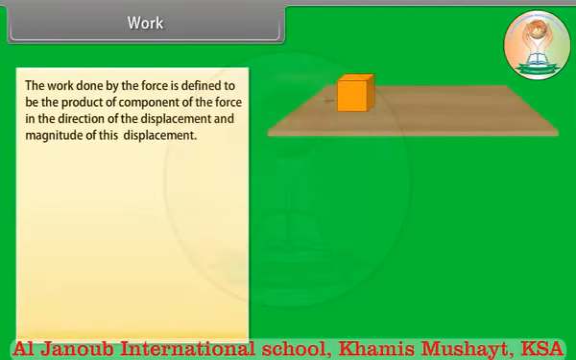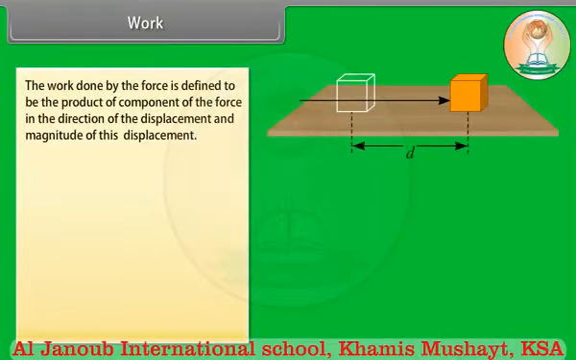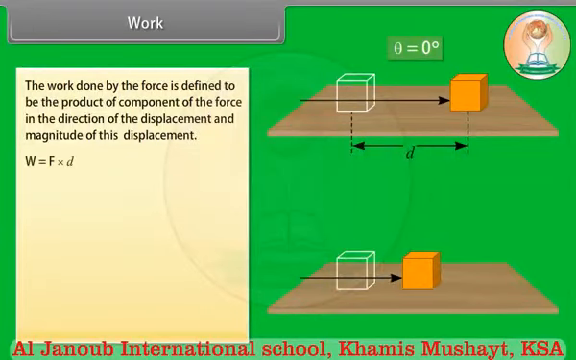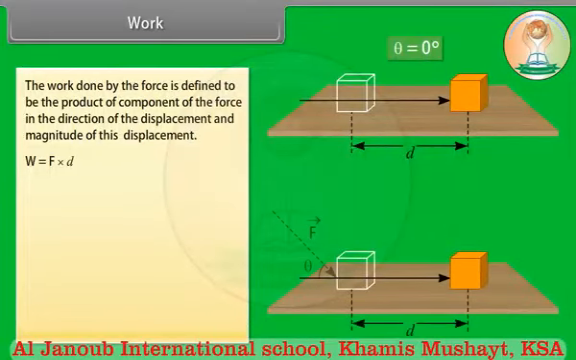Work. The work done by a force is defined to be the product of the component of the force in the direction of the displacement and the magnitude of this displacement. W = F × d. W = F cos θ × d.